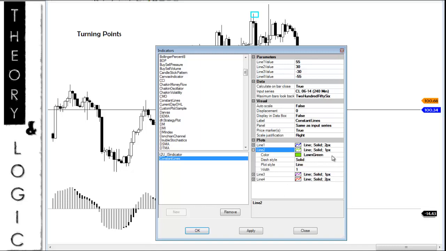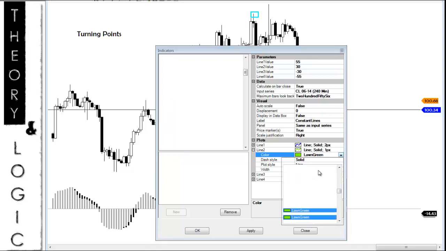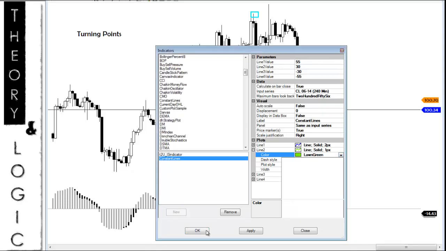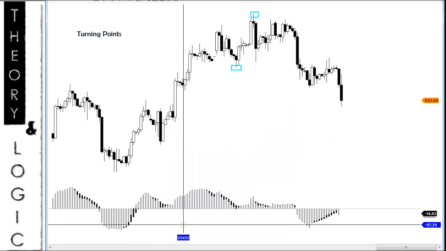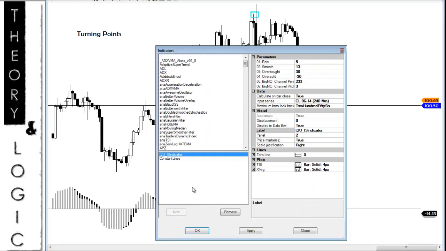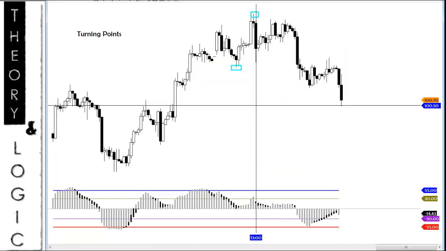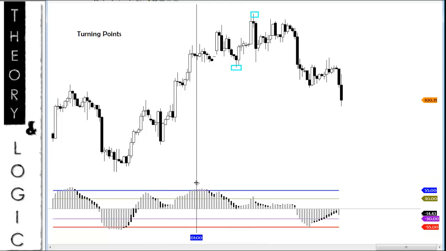This guy's going to be a little difficult to see, so let's change this color. Okay, now let's come back in. We want to put it on the exact same area that the internal strength indicator is on. That's in panel 2. I'll take constant lines. Let's put it in panel 2 as well. So now I can gain some perspective.